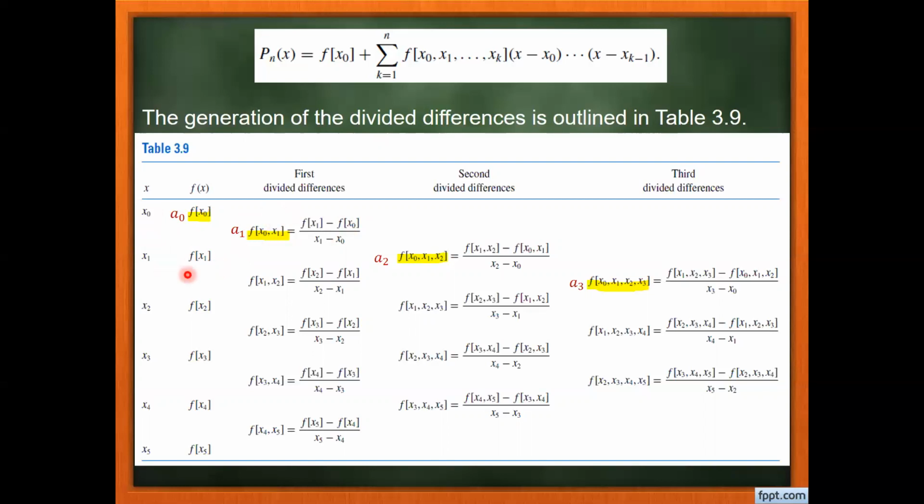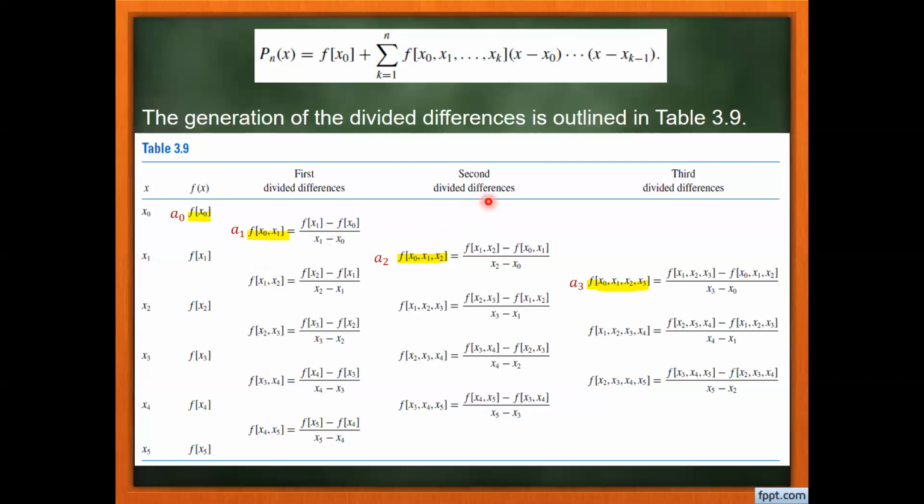Similarly, at x1, the first order divided difference will be f of x2 minus f of x1 divided by x2 minus x1, as you can see here. We will follow the same pattern to calculate the first order divided difference at each successive point. We can see that as we calculate the first order divided difference, we have reduced the data points by 1. We started from x0 and the last first order divided difference is at x4. We have one less data point.